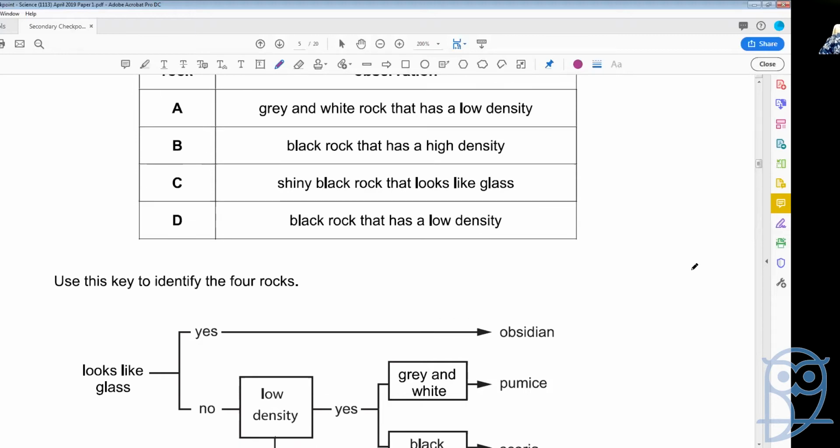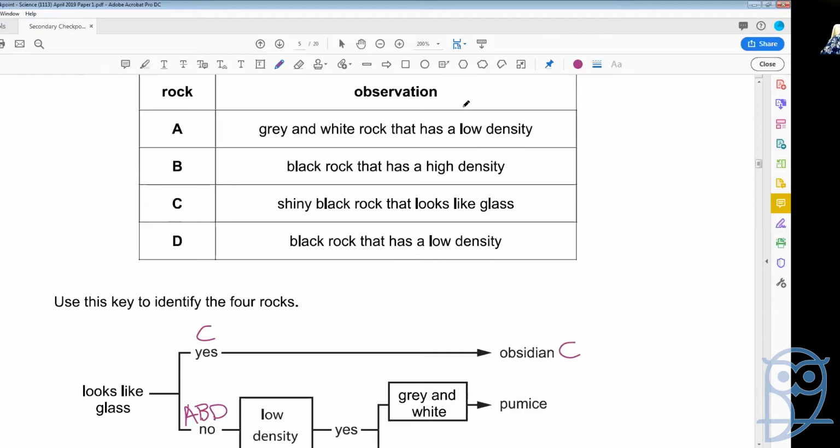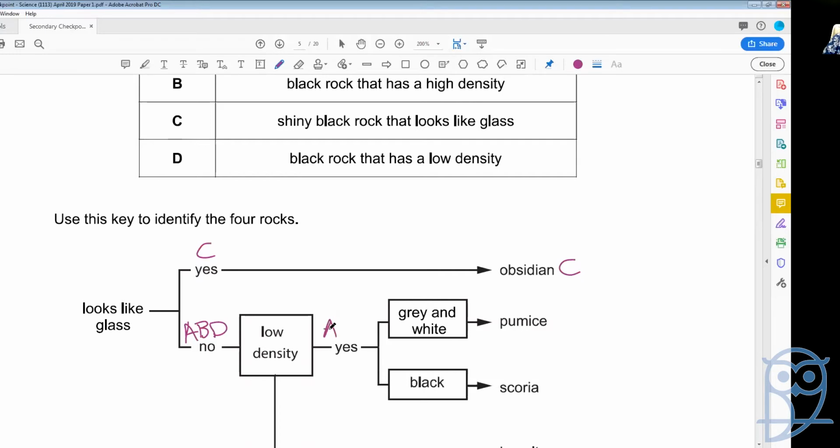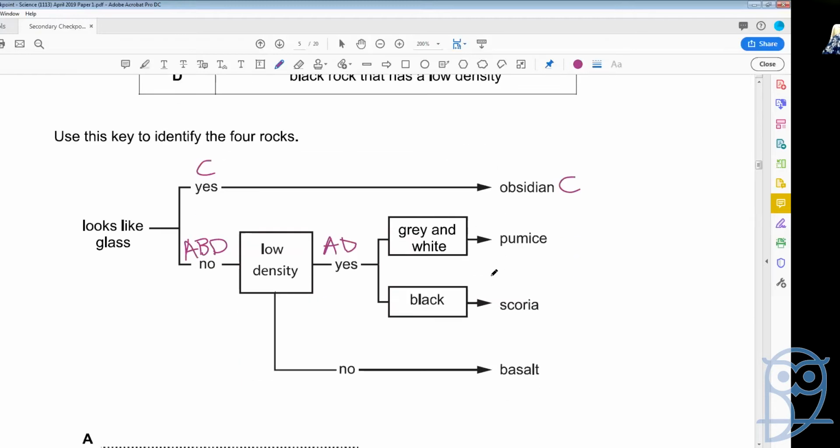So let's start with looks like glass. We have one of them that looks like glass, and that is number C. And we have 3 others that don't. So that's A, B, and D. Okay. So that means over here we've got obsidian, which is rock number C, because we can follow that arrow down. Now it says low density. So which rocks do we have that have a low density? We've got A and we have D. So yes would be A and D. And no, our high density rock over there is rock number B. So that would be basalt.